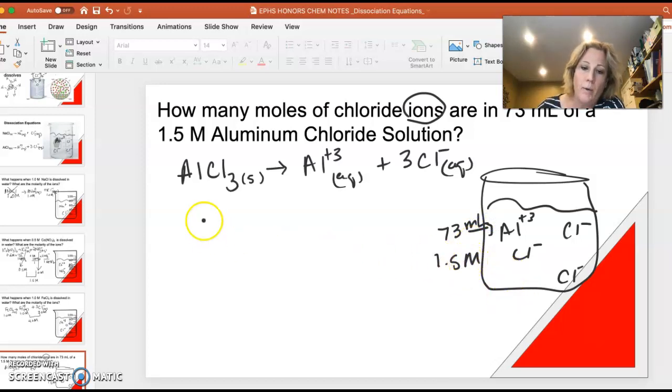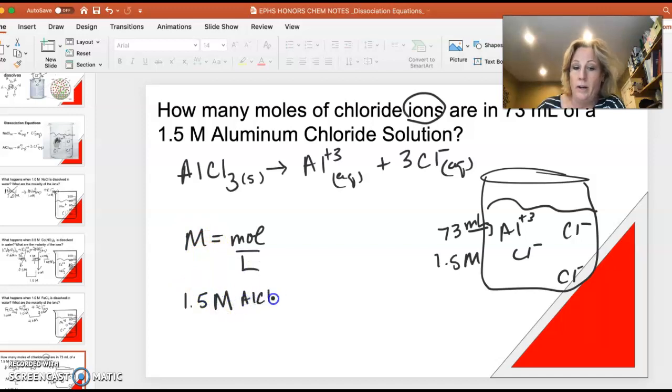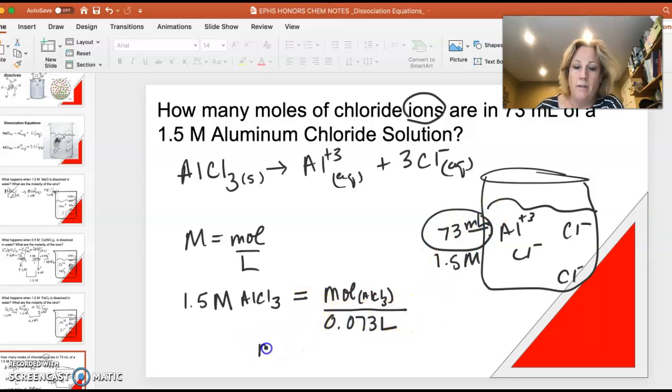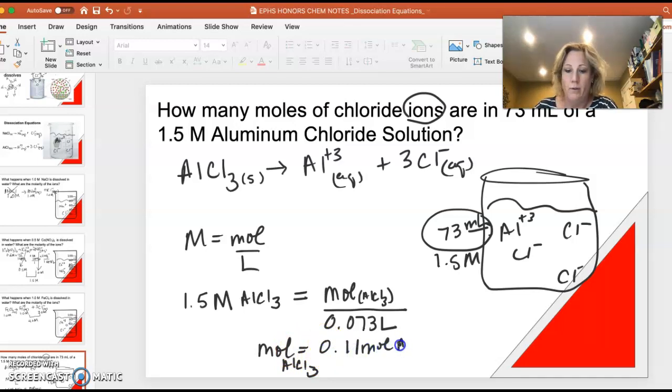So what we're going to want to do is think about, we know that molarity is moles per liter, and this is 1.5 molarity of the aluminum chloride, the compound. So what I'm going to do is solve for the moles of aluminum chloride first, and then per liter, I need to convert this to liter, move the decimal 3 places to the left. So when I solve, I'm going to have my moles of the whole compound, the aluminum chloride. I'm going to get, what do I get? I have it on my paper. I'm going to round it to 0.11 moles of aluminum chloride.